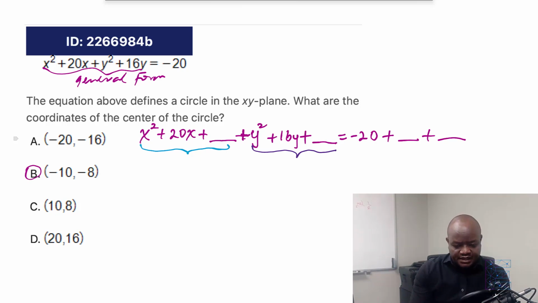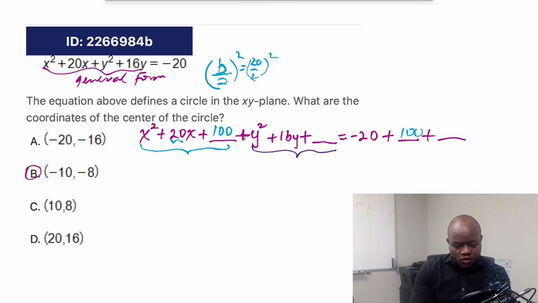So how do we fill the blanks? For those of you who might remember, we use a formula which is b divided by 2 squared. Now the b value for the first quadratic is 20. So for this one, we would have 20 divided by 2 squared. 20 divided by 2 is 10. 10 squared is 100. So I'm going to put 100 right here and a 100 on this other side.